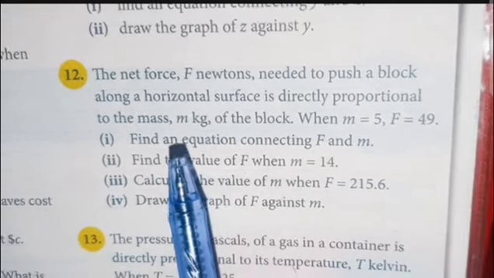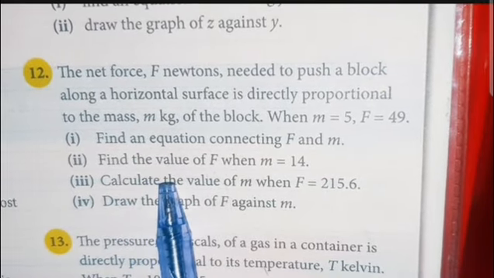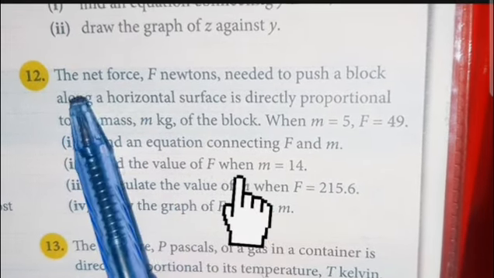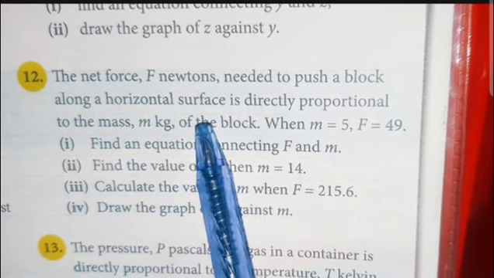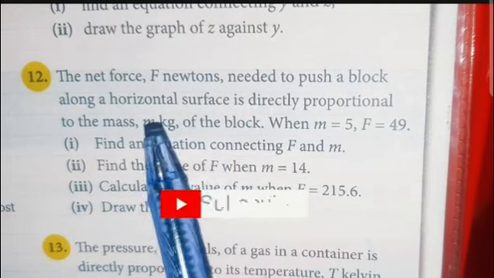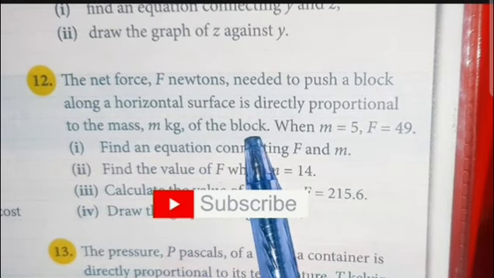Dear students, this is question number 12. It's exercise 7A, book 2, 8th edition. The net force F newtons needed to push a block along a horizontal surface is directly proportional to the mass m kg of the block.